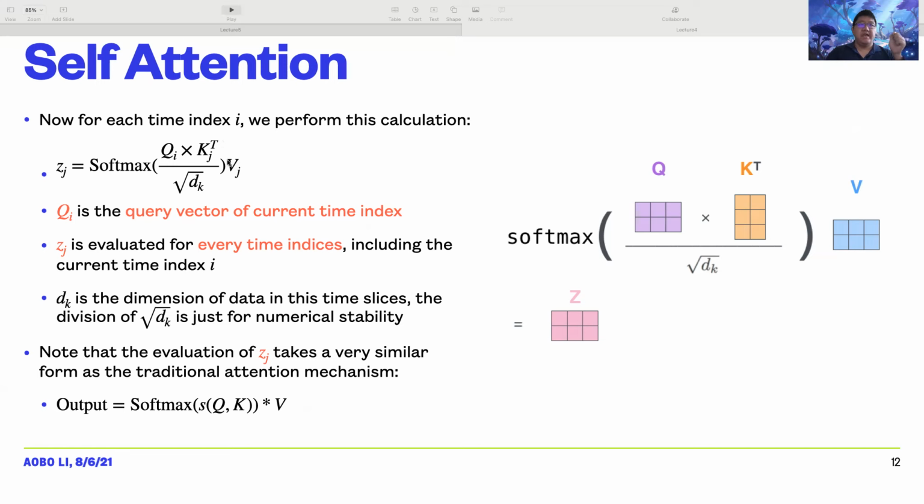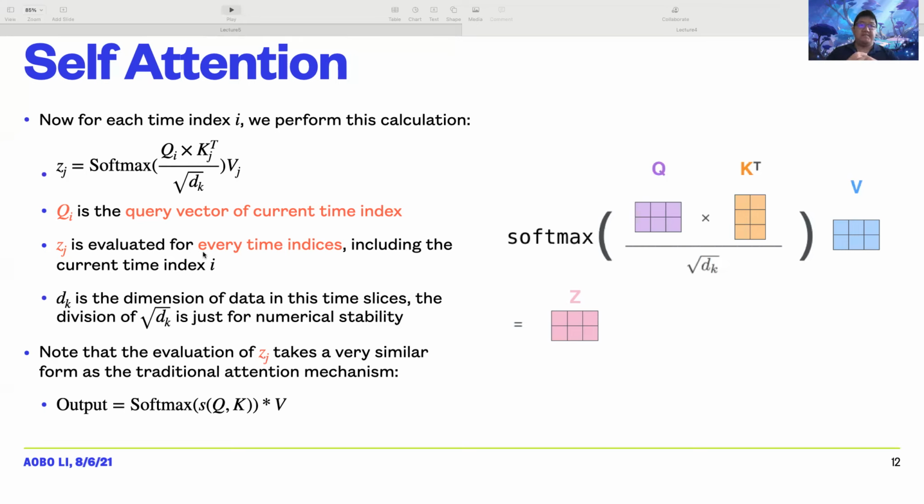And notice K is labeled Kj. So Kj is actually every other time index. If we are looking at time index 2, then our keys are going to be time index 0, 1, 3, 4, 5, 6. So we multiply the current query with every other key. Actually, not every other key, including itself. So j is going to be 0, 1, 2, 3, 4, 5, 6. It includes every single slice, so you are also calculating the Z score to itself. And so Zj is evaluated for every time index, including the current time index i.